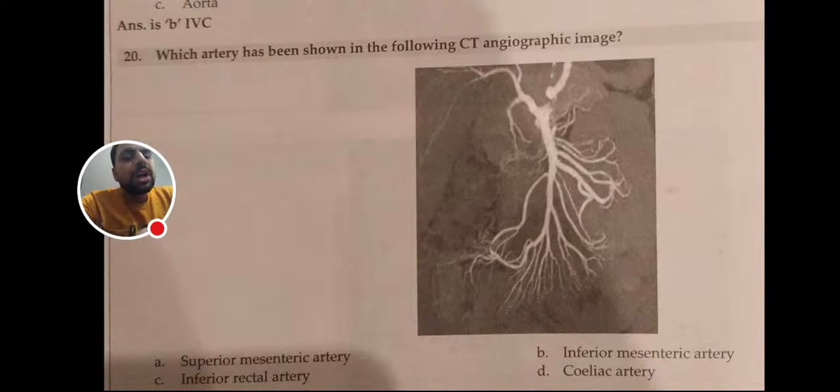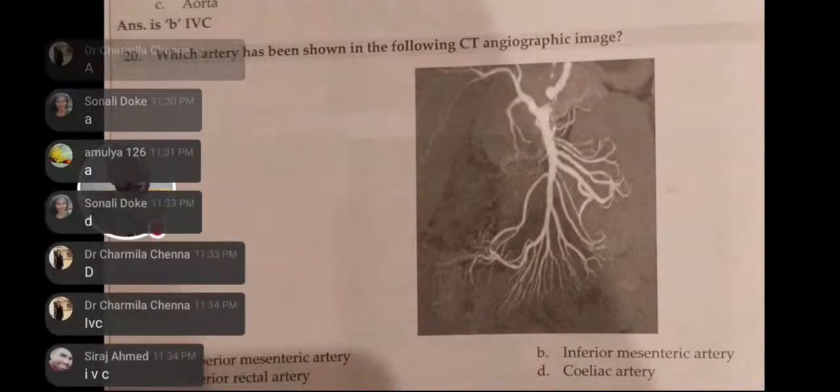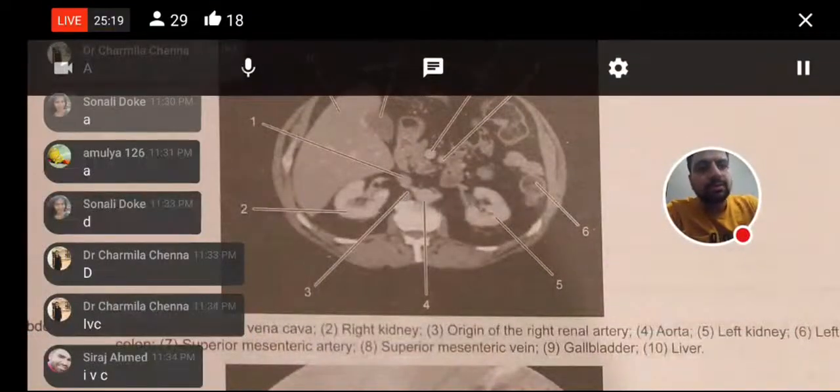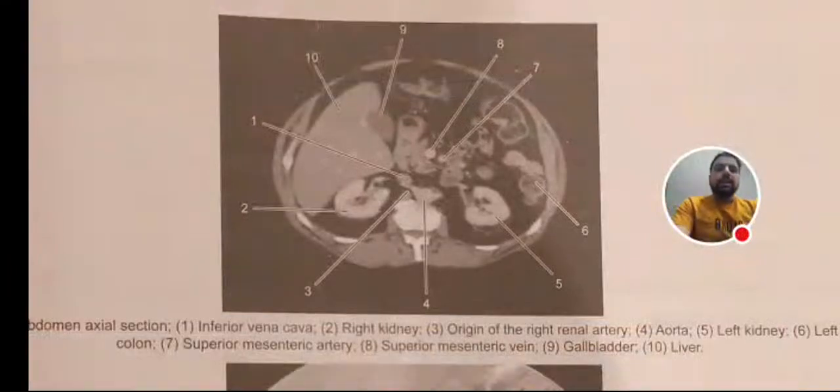Today's last MCQ: which artery has been shown in the following CT radiographic image? So this is a case of superior mesenteric artery. Yeah, and guys, remember this image. When you are going to sit in exam NEET PG 2021, at least see this image.